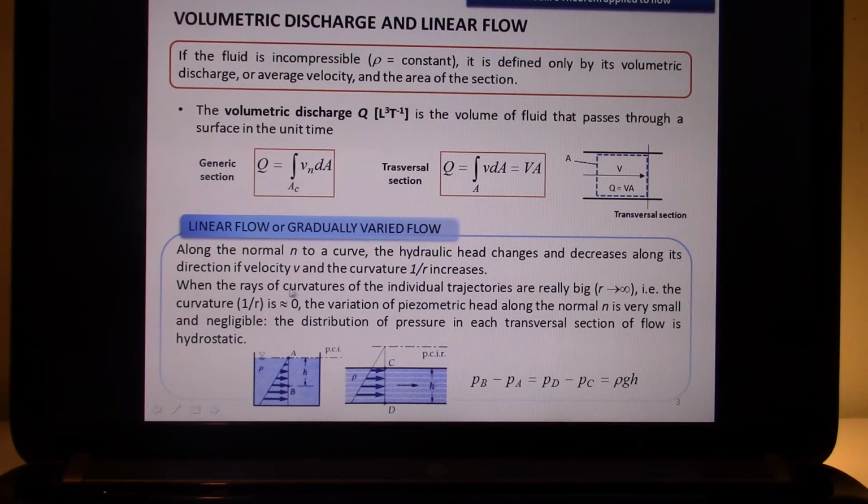So when the radii of curvature of the individual trajectories are really big, which means that the curvature is almost equal to 0, the variation of the piezometric head along the normal is really small and it can be neglected. So the distribution of pressure, in this case, in each transversal section of flow is hydrostatic. It follows that a linear flow is a flow where you can consider that along its transversal section the distribution of pressure is hydrostatic, which means that your pressure follows Stevin's law.